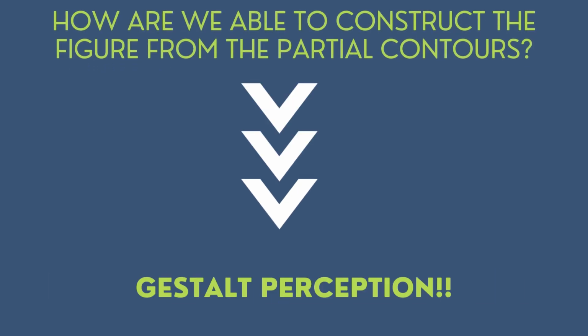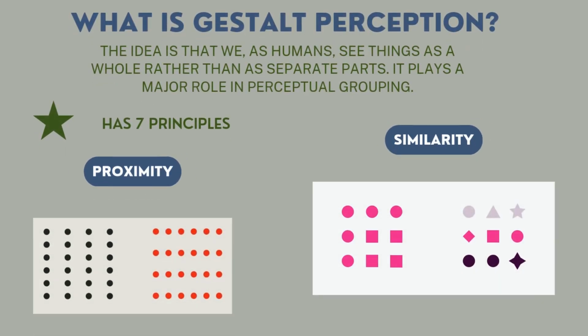Now you may be wondering, how are we even able to construct the figure from the partial contours? Essentially we're looking at dots in this illusion. Well, the answer is Gestalt perception. Now you may be wondering, what even is Gestalt perception? Well, it's essentially this idea that we as humans see things as a whole rather than as separate parts. It plays a major role in perceptual grouping. It also has 7 principles that it follows.